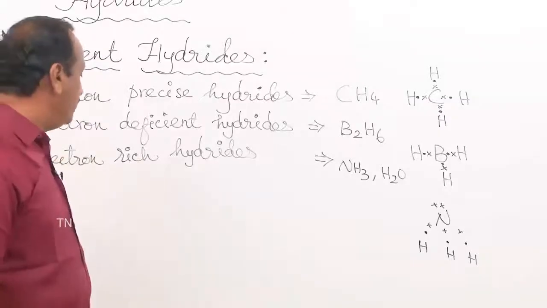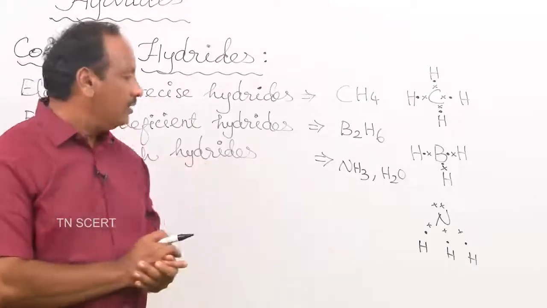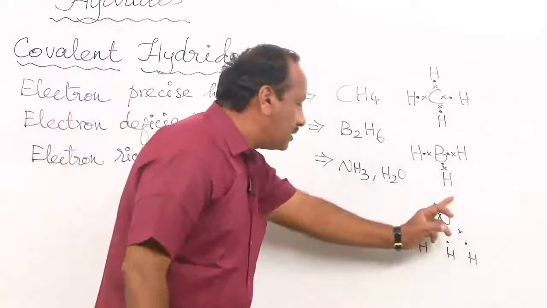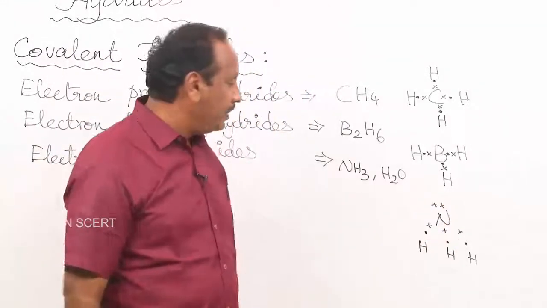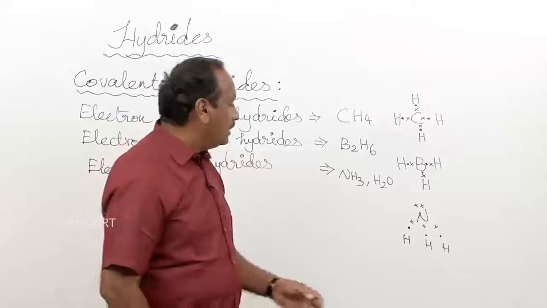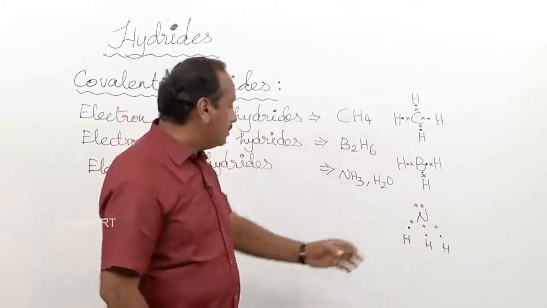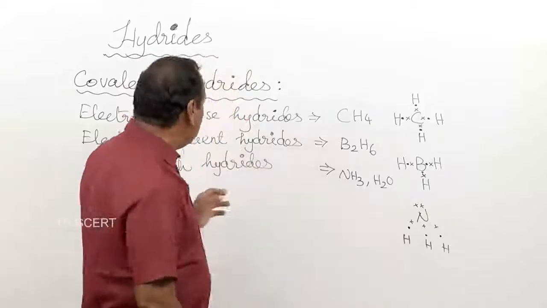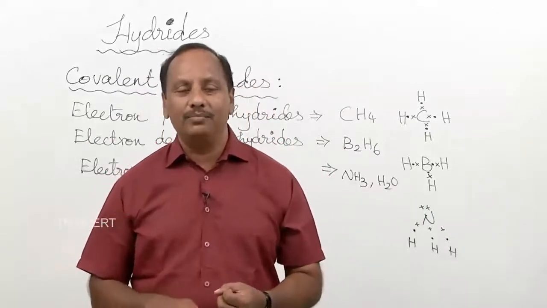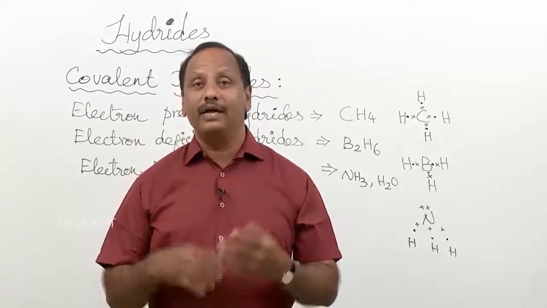The next type of hydride, electron rich hydrides. What are the examples? Ammonia, water, etc. In the ammonia molecule, there are 8 electrons around the nitrogen atom. Among the 8 electrons, 6 electrons are involved in bond formation. There is an extra pair of electrons which is not involved in the bond formation. Therefore, it is known as an electron rich molecule or electron rich hydride. Covalent hydride molecules are small molecules. They have low melting point, low boiling point, or are volatile liquids, with weak forces of attraction between the covalent hydride molecules.